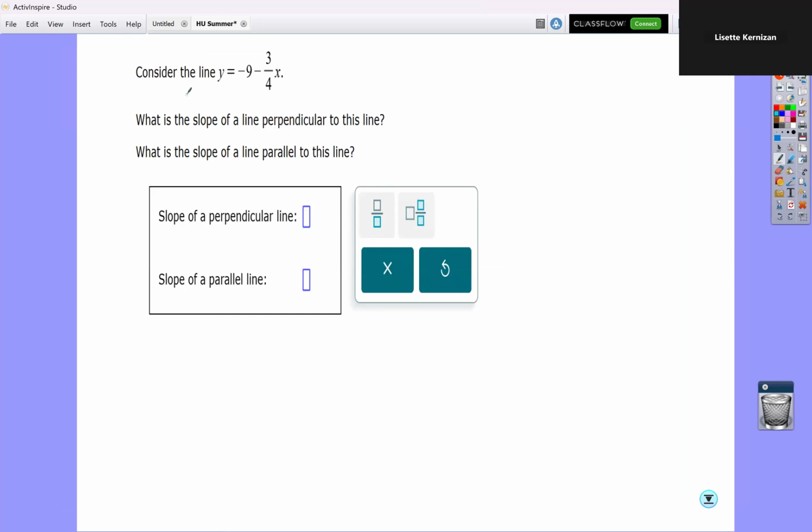Last but not least, what is the slope of the line that's perpendicular and parallel to this line right here? It's already solved for y, but it's not in slope-intercept form. So I'm going to switch things around. I'm going to put the -3/4 x here and then -9. If I'm finding a slope that is perpendicular, remember I'm going to flip the slope, which is 4 over 3, and since this is negative, the perpendicular is going to be positive. For a parallel line, -3/4.